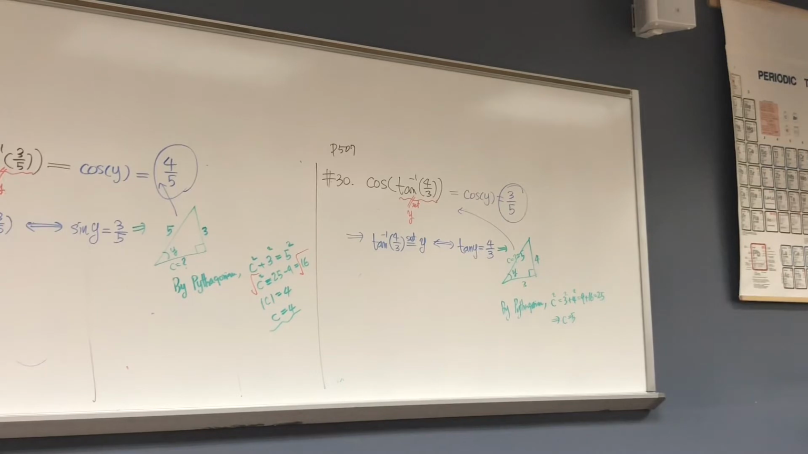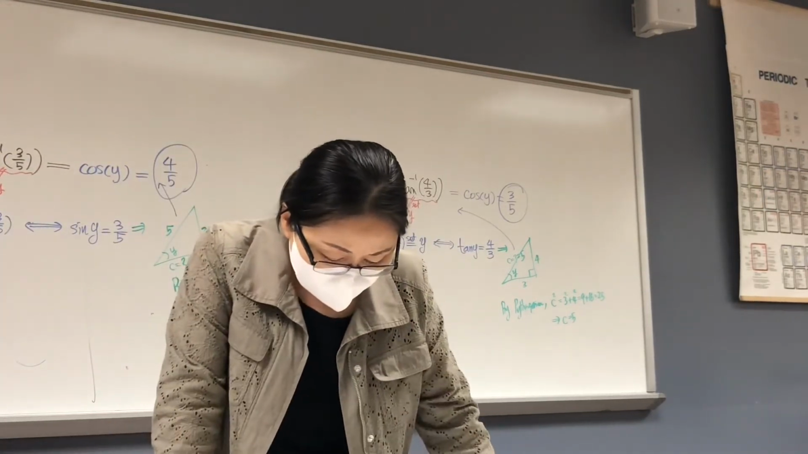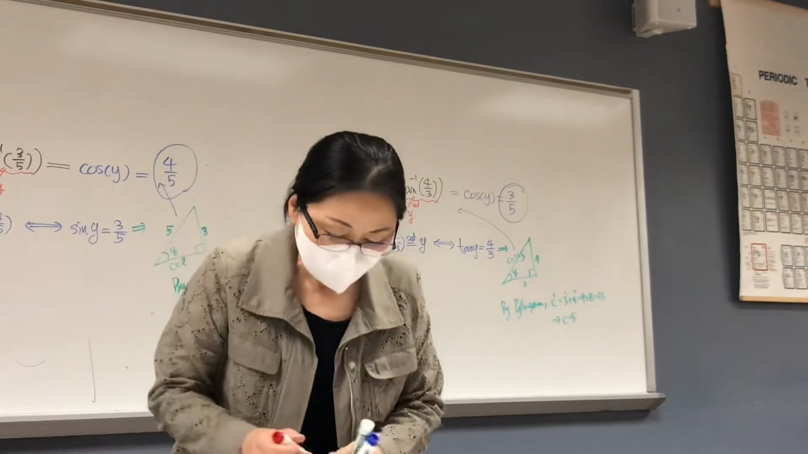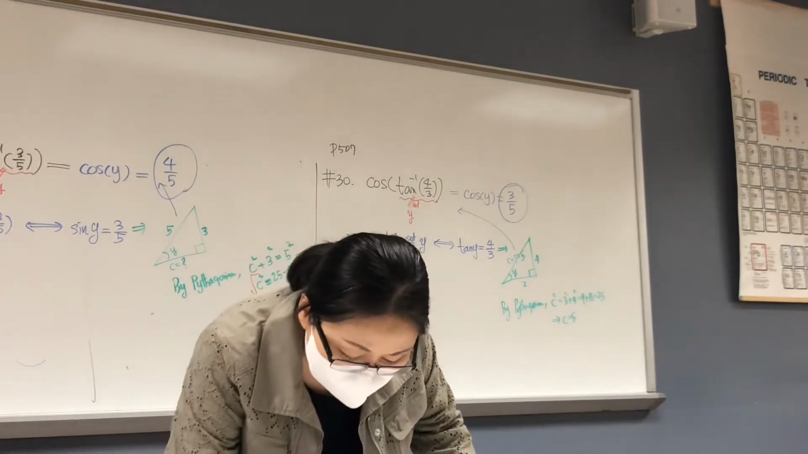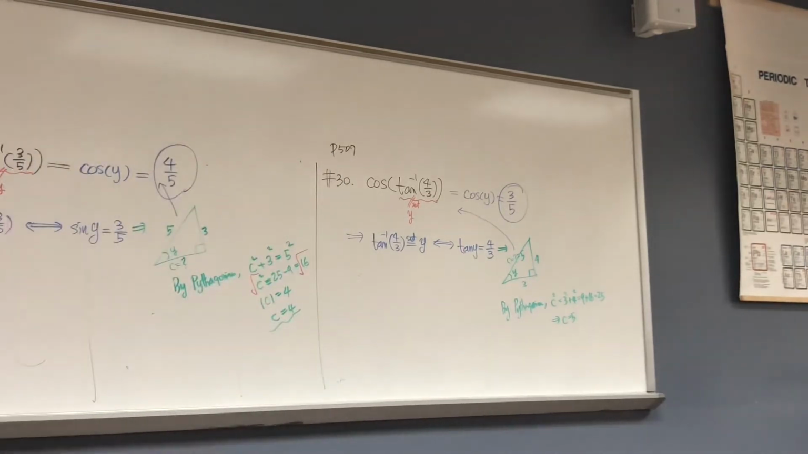Go one more and then I'm going to introduce another one. This time I don't do it, you do. How about 31? Secant of sine inverse 12 over 13.